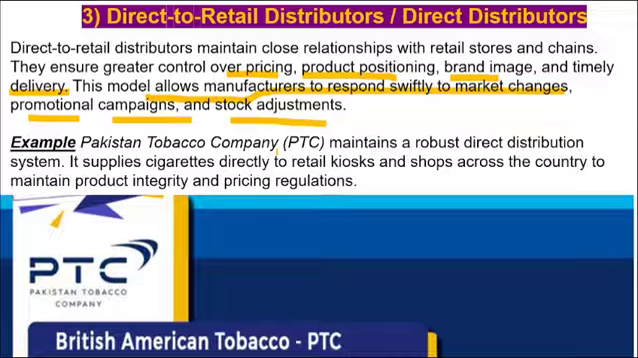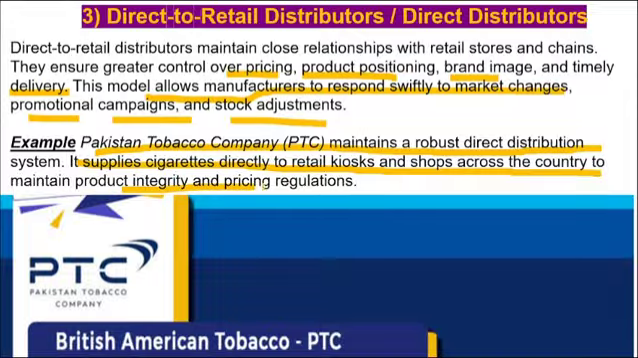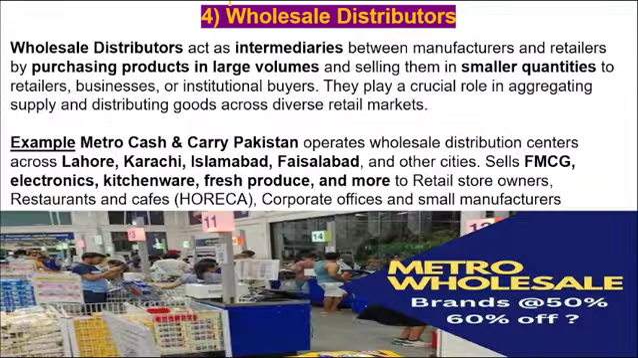You can see the best example of cigarettes, like Pakistan Tobacco PTC, maintain a robust direct distribution system. It supplies cigarettes directly to retail kiosks and shops across the country to maintain product integrity and pricing regulations.